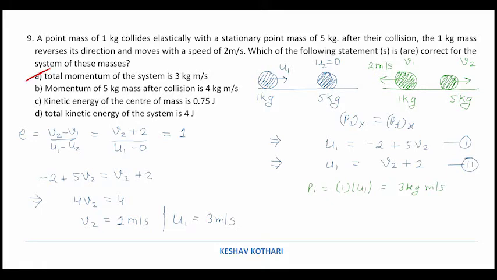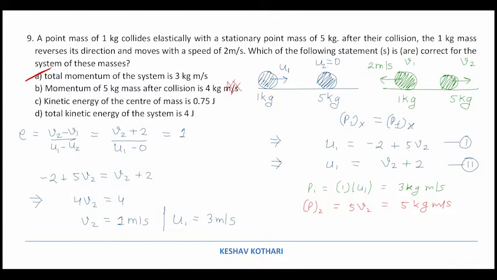Momentum of 5 kg after collision. So momentum of mass 2 after collision is going to be 5 v2. If we calculate 5 v2, then it is equal to 5 kg meter per second. So this option is incorrect.